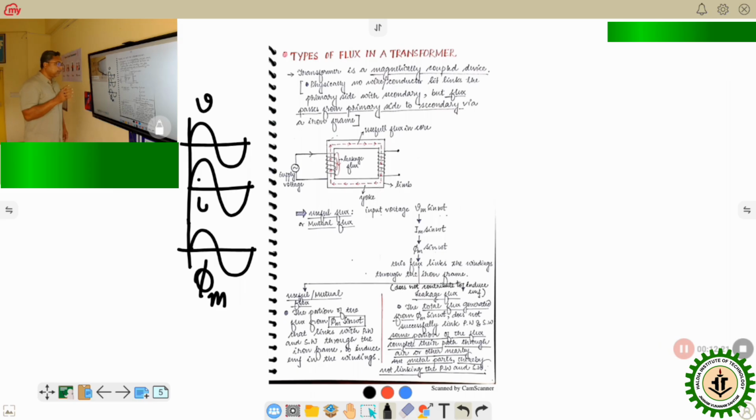That is why here I have written that if the input voltage is Vm sin omega t, current will be Im sin omega t. From Im sin omega t, we get phi m sin omega t. Here it is written to make you understand that the nature of the flux is also sinusoidal.